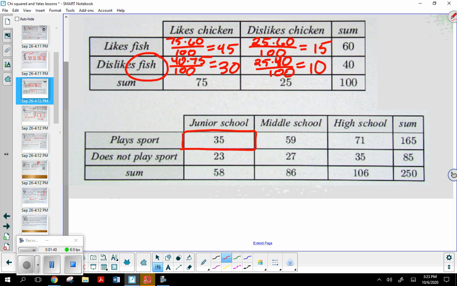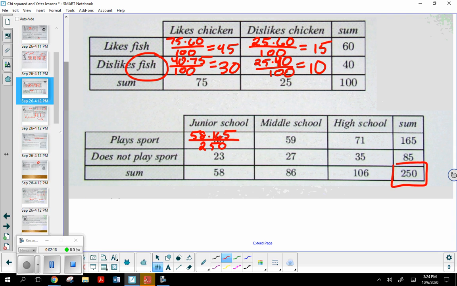Does anybody remember how we find that expected value? The total at the bottom. Okay, so we take the column total, 58, times the row total. We want to find the cell that they intersect in. So we're going to multiply 58 times 165, and then we divide by what? There you go. If you take a look at the bottom right corner, we know that there were 250 people in this particular survey. So you always divide that product by the total number of people.